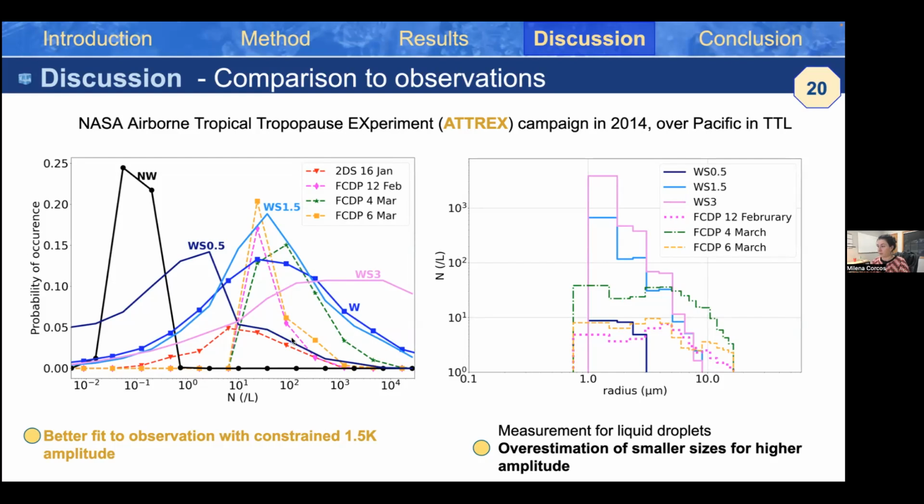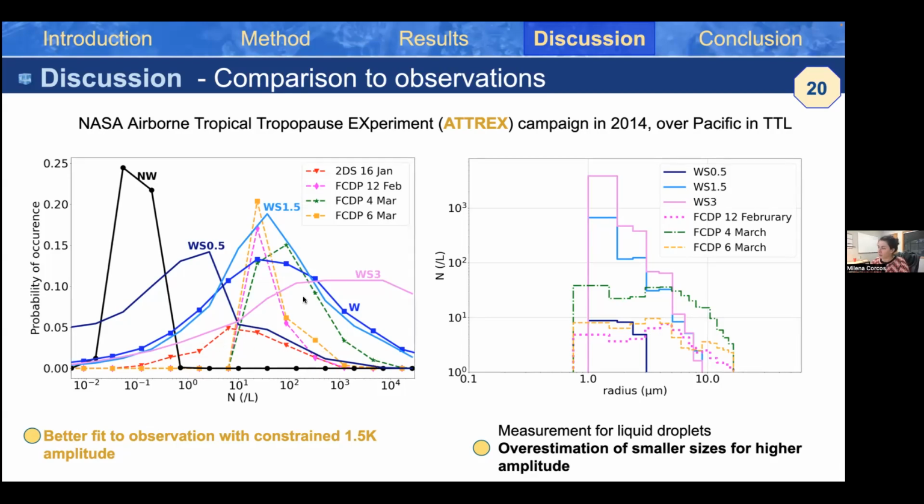Then when we lower the amplitude to 0.5 Kelvin, so it's the very dark blue curve, we can see that we're fitting pretty well the 2DS instrument. But that is, I guess, not a very good thing, because the 2DS instrument was limited to observe the very smaller ice crystals, so with a radius smaller than 0.5 micron, I think. And these crystals are usually responsible for these higher densities. So this fit is not really to take into account.